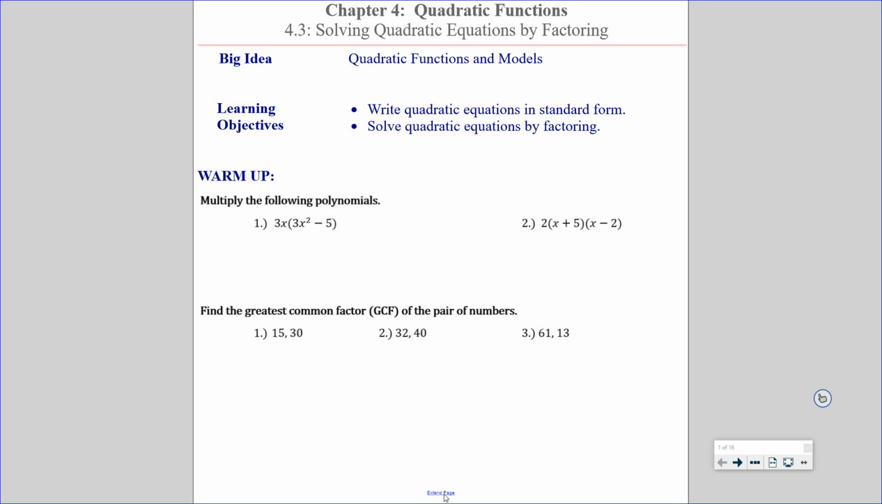You finished the first two, try the next three. Finding the greatest common factor of the two numbers. We've got one more minute to try these.